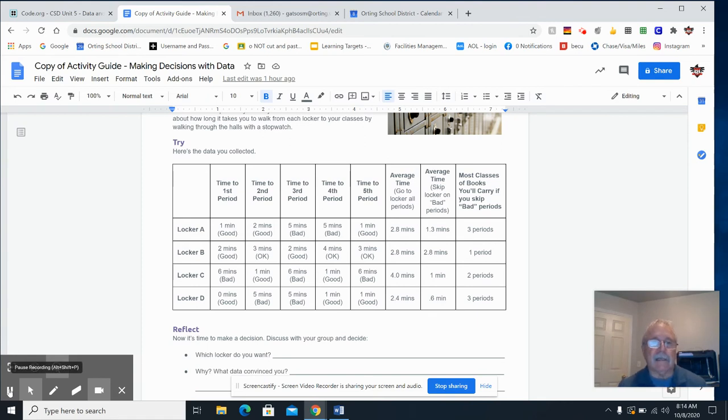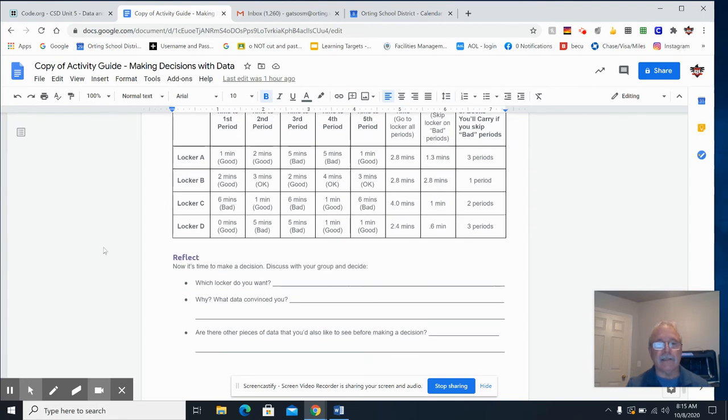Okay, based on what you see, let's go ahead and answer our questions. First of all, now it's time for you to make a decision. Discuss with your group, okay, you're by yourself, it's just you and I, and decide which locker do you want? Which locker would you want? Based on the information you see, which locker would you want?